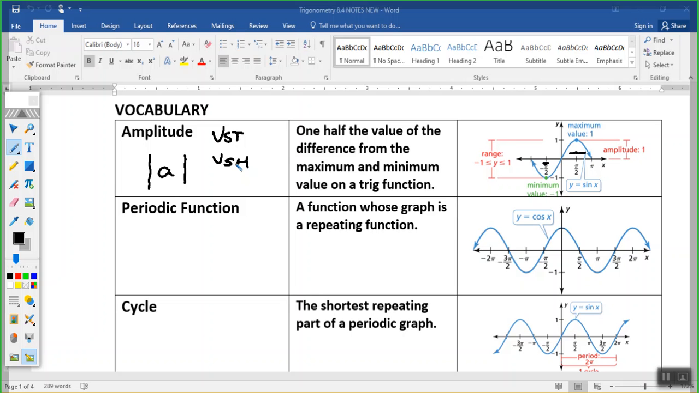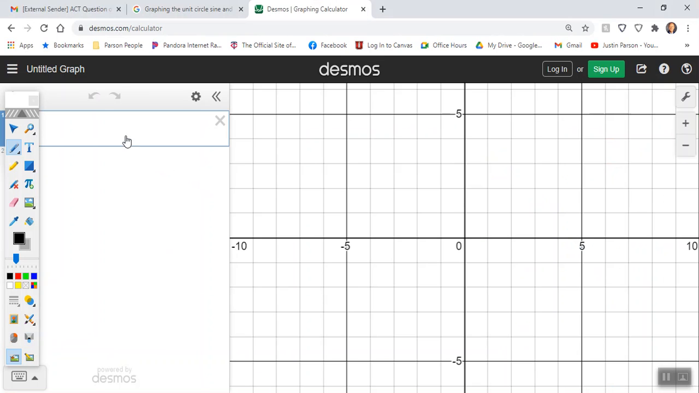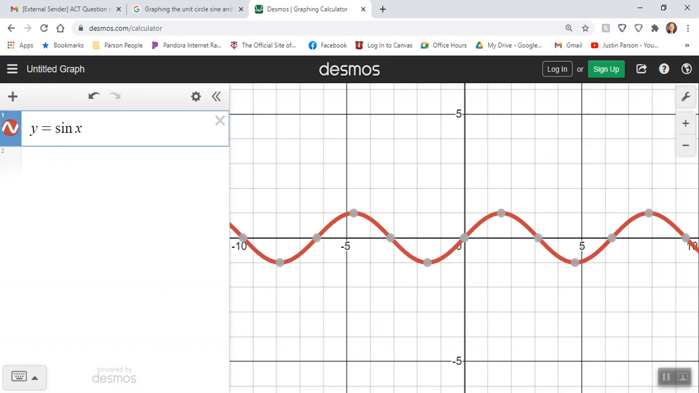All right, the second thing you're going to hear about a lot in this is what's a periodic function. A periodic function is going to be a function whose graph is a repeating function. So let me just jump into Desmos real quickly and show you what I mean by that. Okay. So if I go to Desmos here, friends, and I type in y is equal to the sine of x, okay, what this is saying is this. If I've started right up here, you guys, what's this value up here?